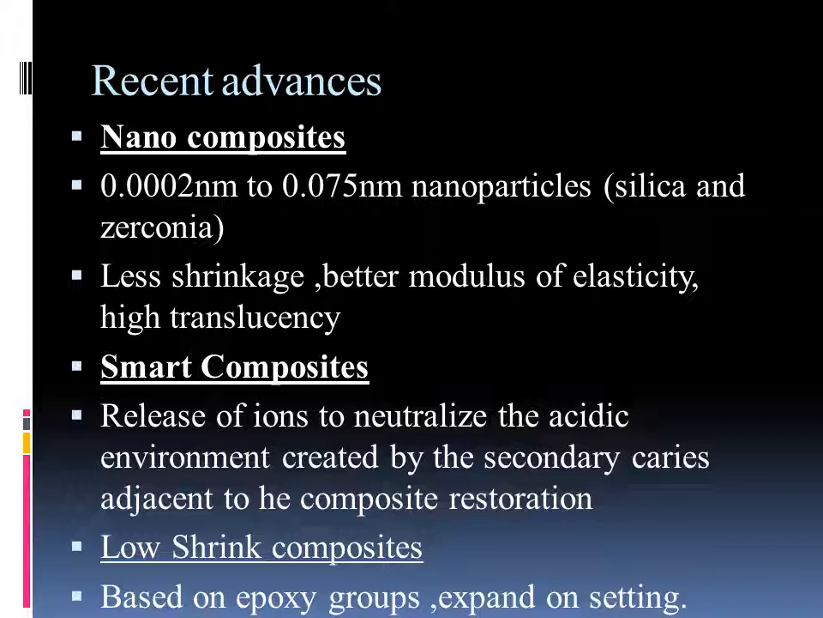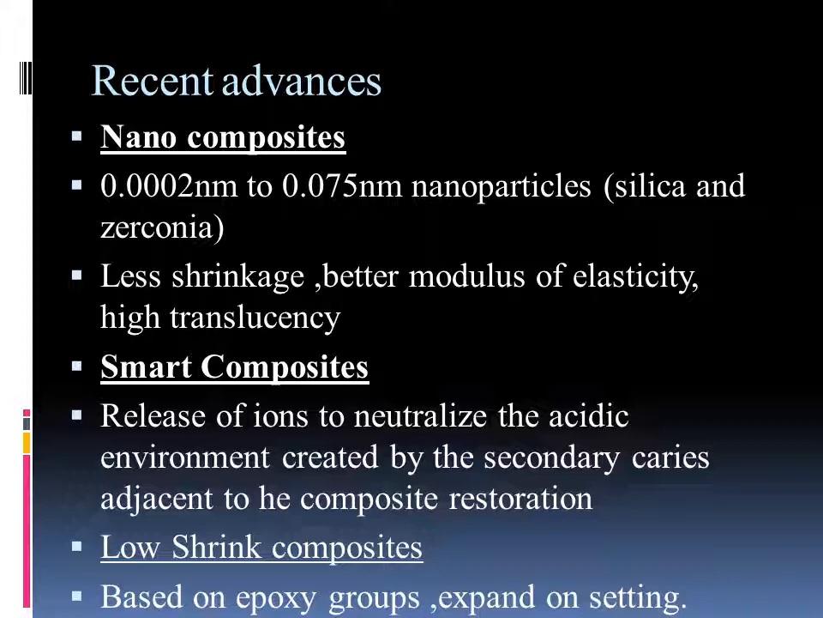Now, the recent advances or the recent composites include the nanocomposite, which we already discussed. So they are in the range of 0.0002 nanometers to 0.075, and usually are composed of silica and zirconia. And they have the best properties of least shrinkage, better modulus of elasticity, better mechanical strength, and high translucency.